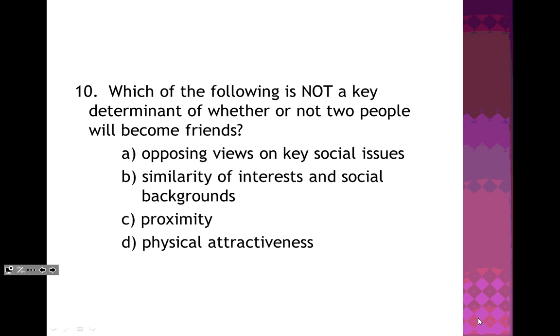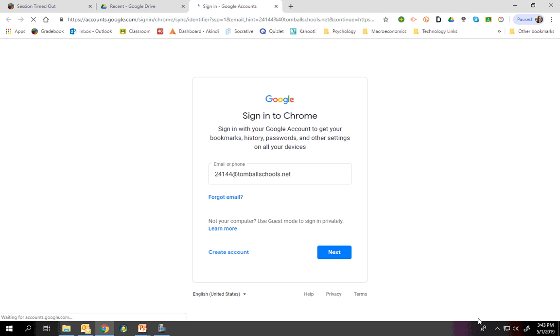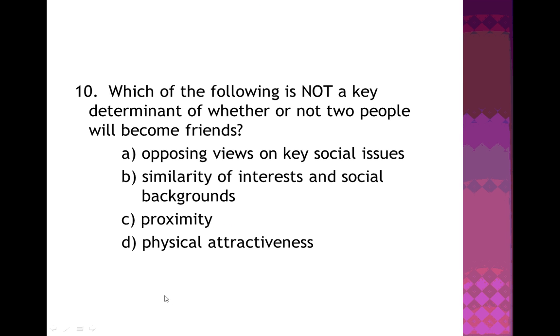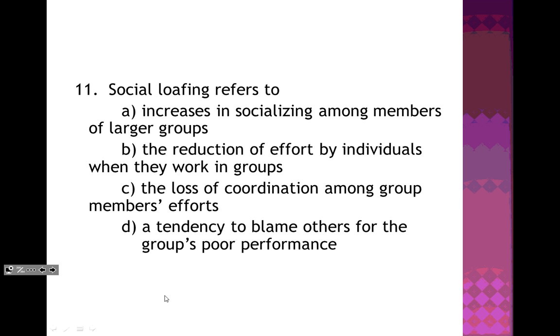Yay. Which of the following is not a key determinant in whether or not two people will become friends? They're all going to contribute to them being friends except for one of them. It's like being repelled, kids in a crowd. Yeah, probably less likely to be friends. Opposing isn't going to help you be friends. Hey, we have nothing in common. That's friends forever. Okay, it's a trap. No, they don't.